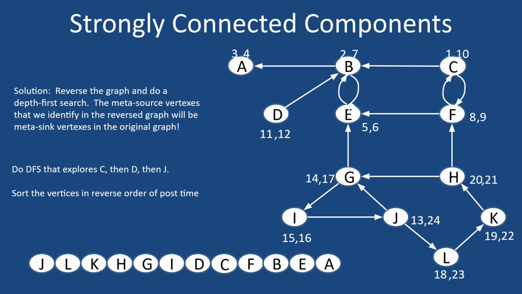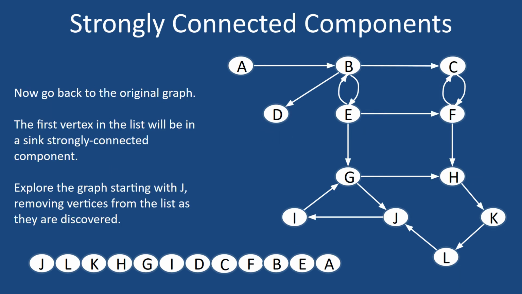Then we're done with the reverse graph. The whole purpose of reversing the graph is just to get this ordering. Then you go back to the original graph, and we start exploring. But we don't pick where we start arbitrarily. We start with J and do an explore. And every time we visit a vertex that's on this list, we'll throw it away.